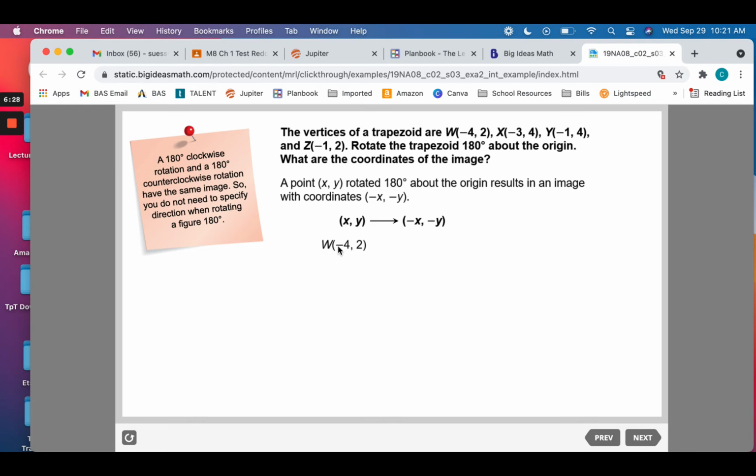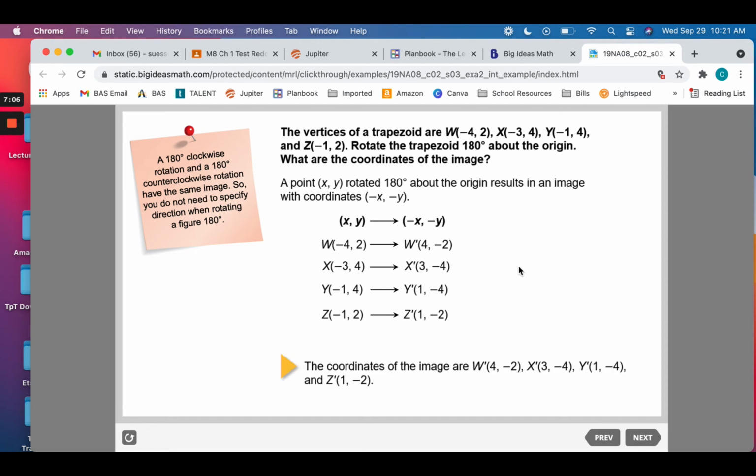So for W, a negative times a negative becomes a positive, so then we have a positive 4, and then a positive and a negative becomes a negative. So this is my new coordinate for my new W. Now let's look at X. My negative 3 becomes a positive 3, and the 4 becomes a negative 4. My Y, the negative 1 is a positive 1, and the 4 is a negative 4. We're getting into a pattern here. The last one, negative 1 and 2, would be 1, negative 2. Okay, so now we know the coordinates of our new image.